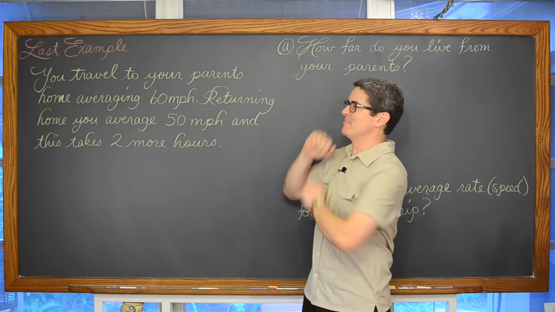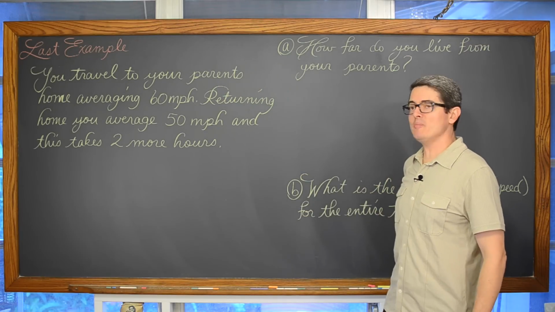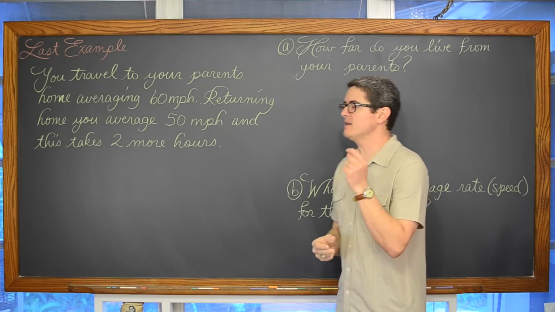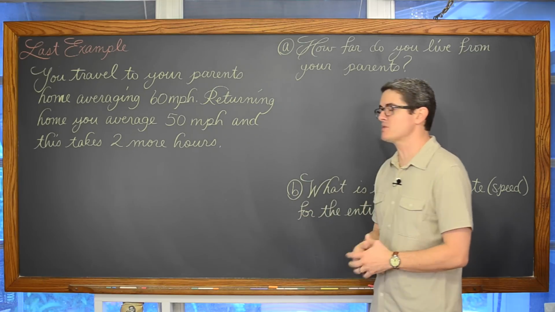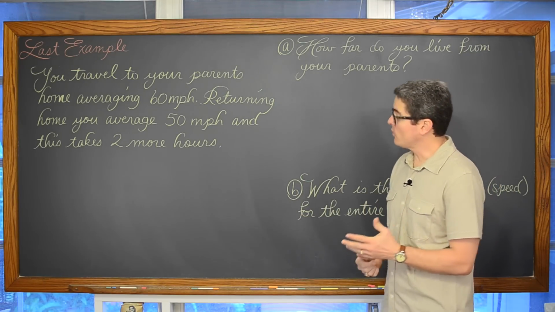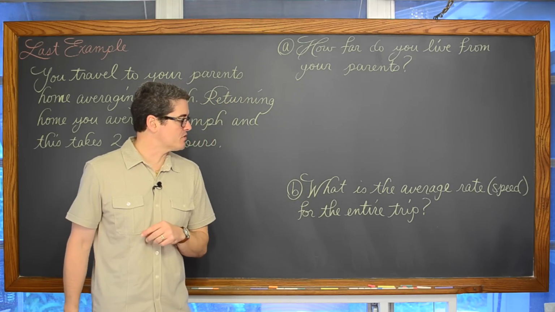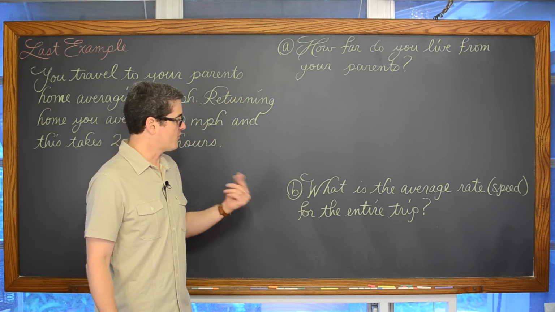Last example. You travel to your parents' home averaging 60 miles an hour. Returning home, you average 50 miles an hour, and it takes you 2 more hours to get home. How far do you live from your parents, and what is the average rate of speed for the entire trip?